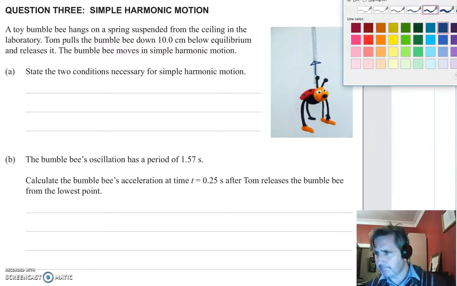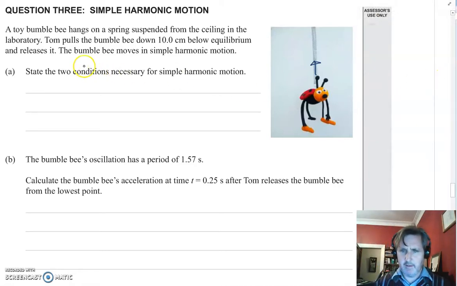What we've got here is a bumblebee hanging off a spring. Tom pulls the bumblebee down 10 centimeters. That's going to be our amplitude. And actually, if I put it in meters right now, I remember, 0.1 meters. It moves in simple harmonic motion.